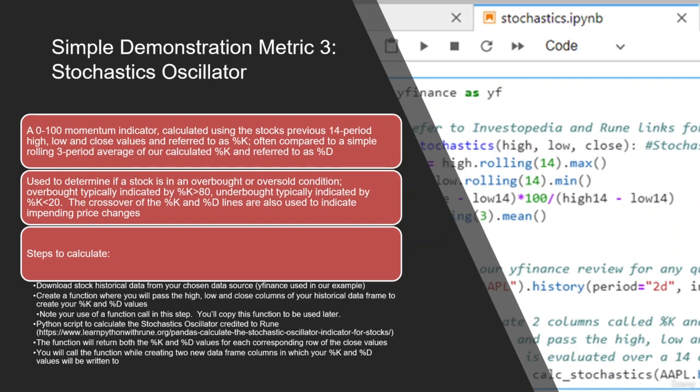As with our last examples as well, I do want to give some credit to Rune. So if you would like some deeper explanation for this metric, the stochastics oscillator, I would recommend that you jump over to learnpythonwithrune.org. Great financial discussion around exactly what the oscillator tells you and how to calculate it, giving you another fresh take on what this metric can do for you.